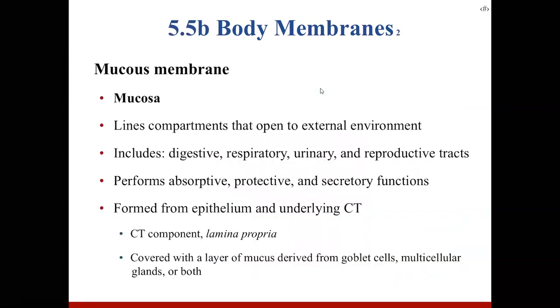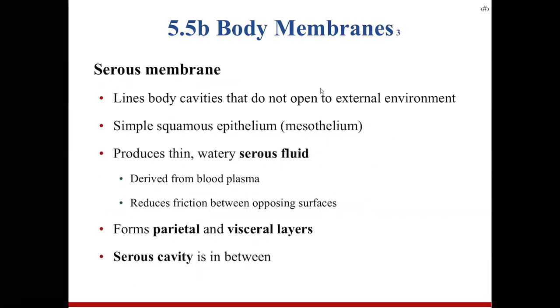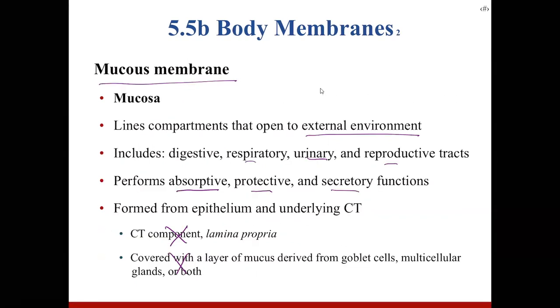Okay, so mucosa, mucous membranes. They're going to line stuff that's going to the outside, so any place where you have an opening that's going to the outside. So urinary, reproductive, respiratory, we're going to have mucous membranes. Mucous membranes are going to absorb, protect, and secrete. I'm not so worried about this right now. So the mucosa are going to protect you.